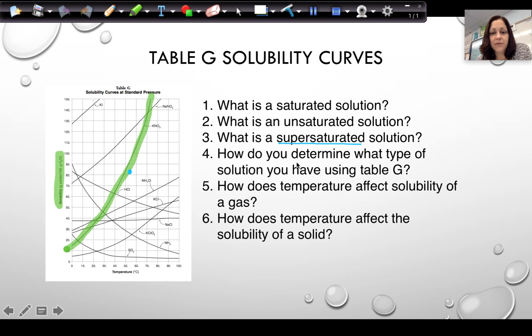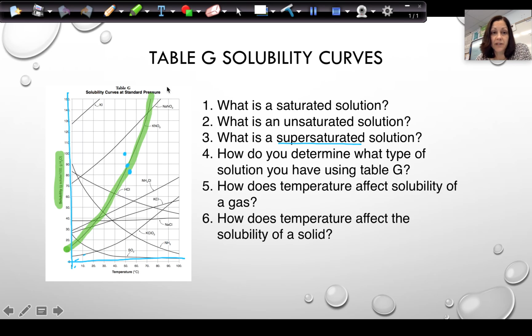You determine what type of solution you have using table G by looking up the temperature and the number of grams dissolved and plotting it as a point. If that point is below the line for the substance in question, it's unsaturated. If it's on the line for the substance in question, it's saturated. And if you've heated it and cooled it slowly and that number of grams is above the line, that would be a supersaturated solution.